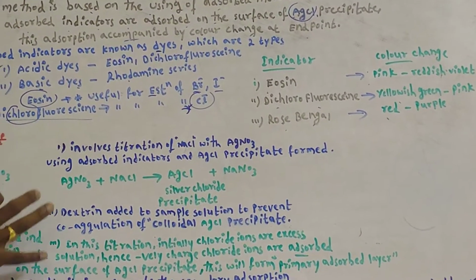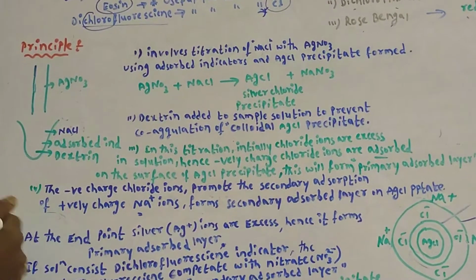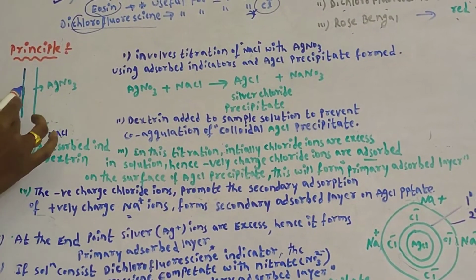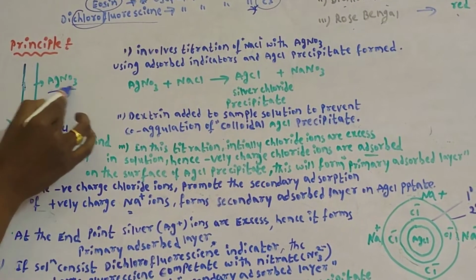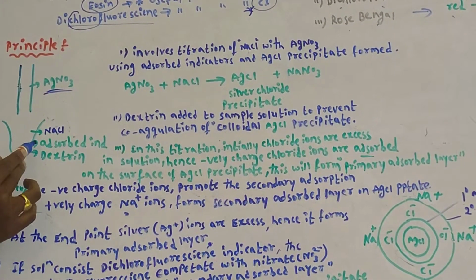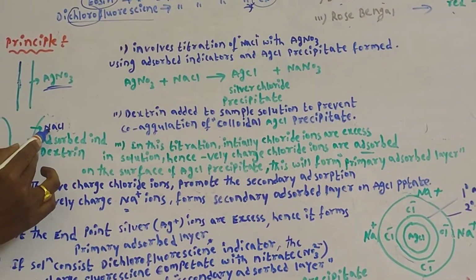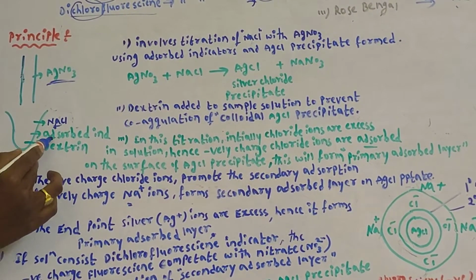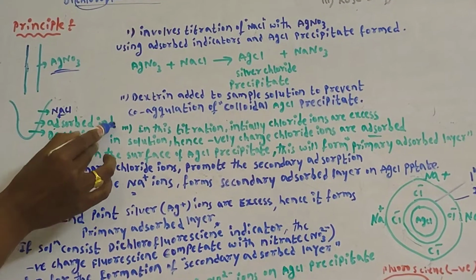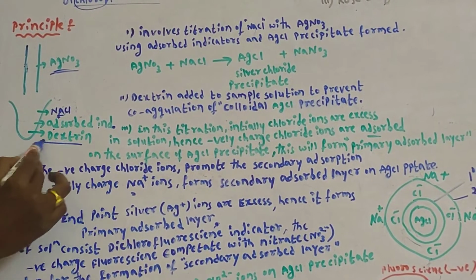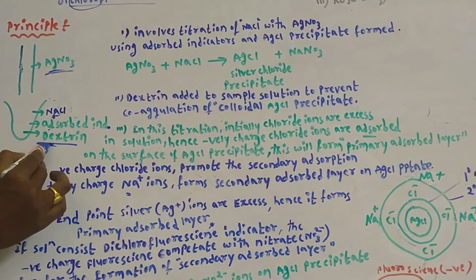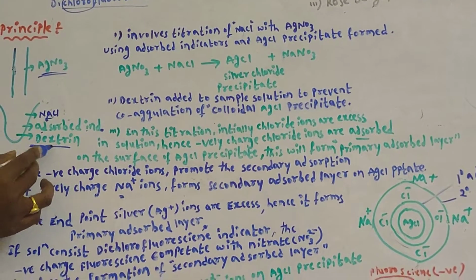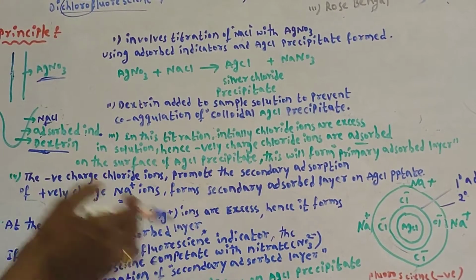Let's see the principle involved in the Fajans method. Before that, consider this is the burette. The burette is filled with silver nitrate solution. Then in the conical flask we have taken the sample, that is the NaCl sample. To this NaCl sample we need to add an adsorption indicator and dextrin. What is the importance of dextrin here? I will explain later.